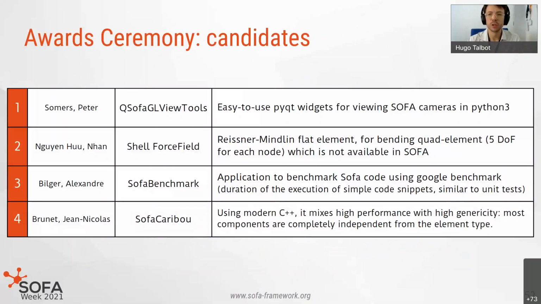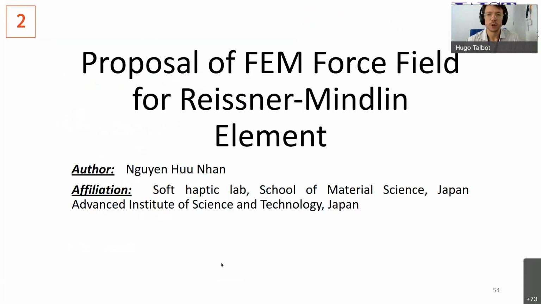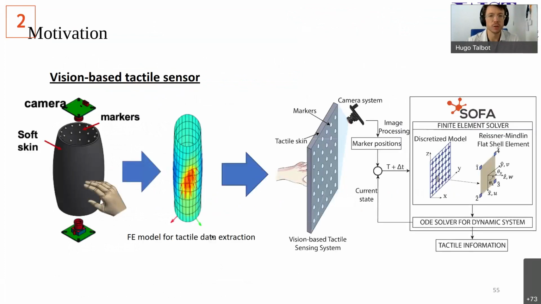So first, Peter, who is proposing a QSOFA GL viewer tool here. It's based on PyQt. So you can definitely go directly on the GitHub page for that, and you can even test it yourself. Second, there is a proposal of a new force field in SOFA based on the Reissner-Mindlin model. That's proposed by Nan. It's for shell elements. It means deformation in plane, and there will, I think, soon also be out of plane.